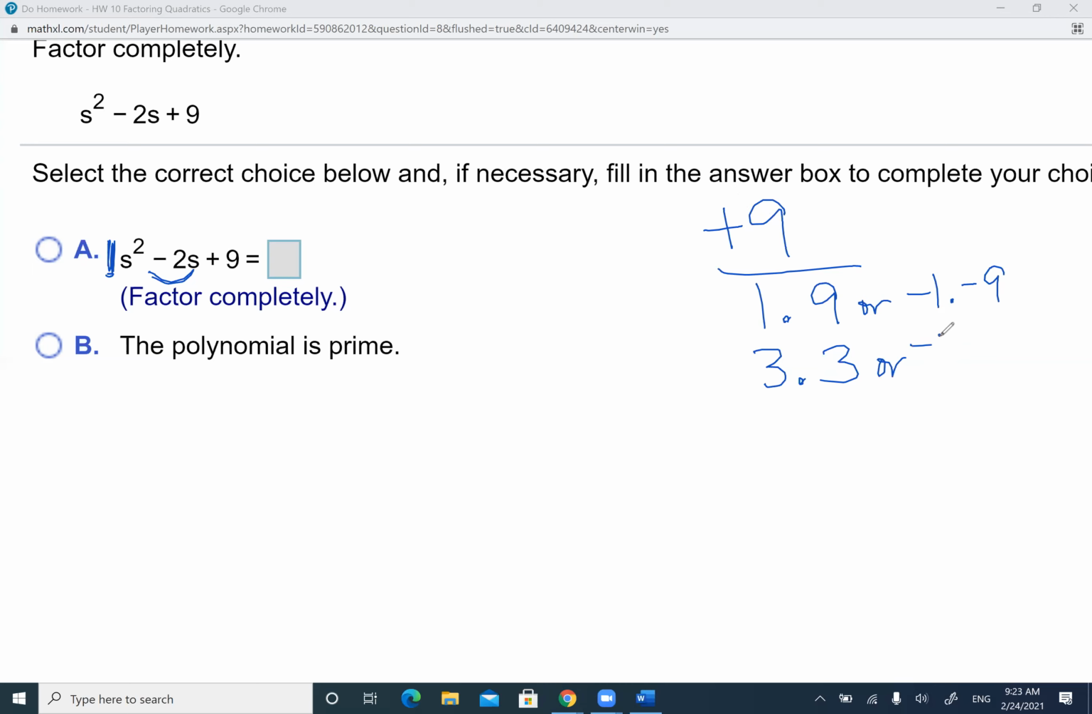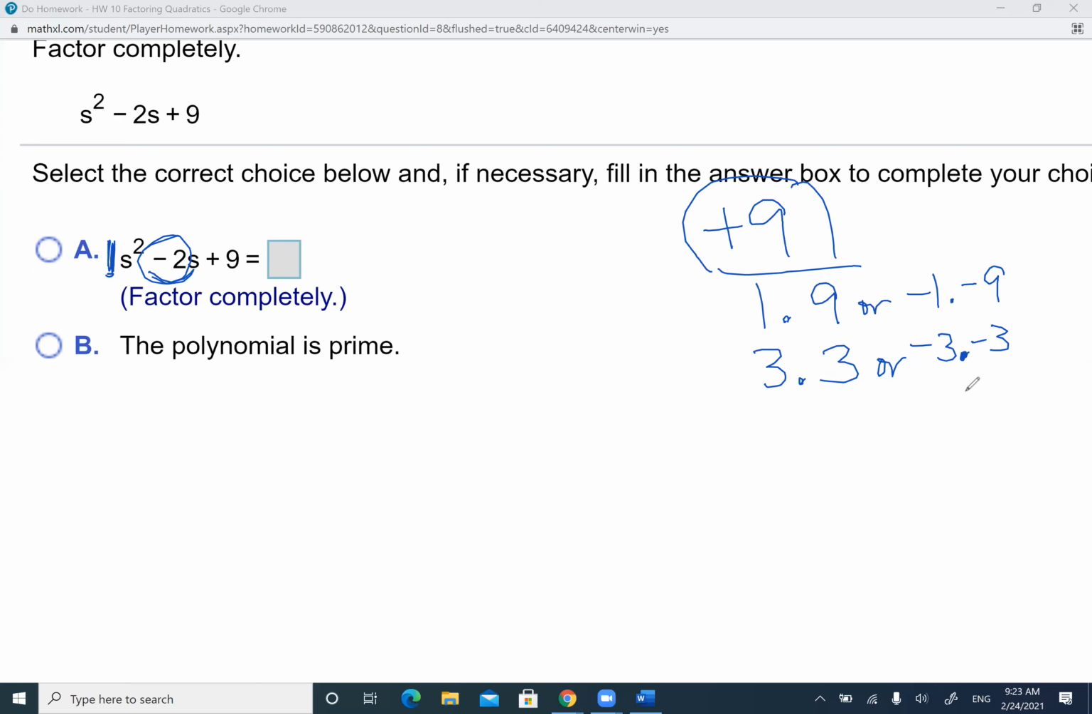Or negative 3 times negative 3 also, right? So negative times negative is also positive 9. So actually you have all these 4 different combinations to get positive 9. Now, which one of those add up to negative 2?